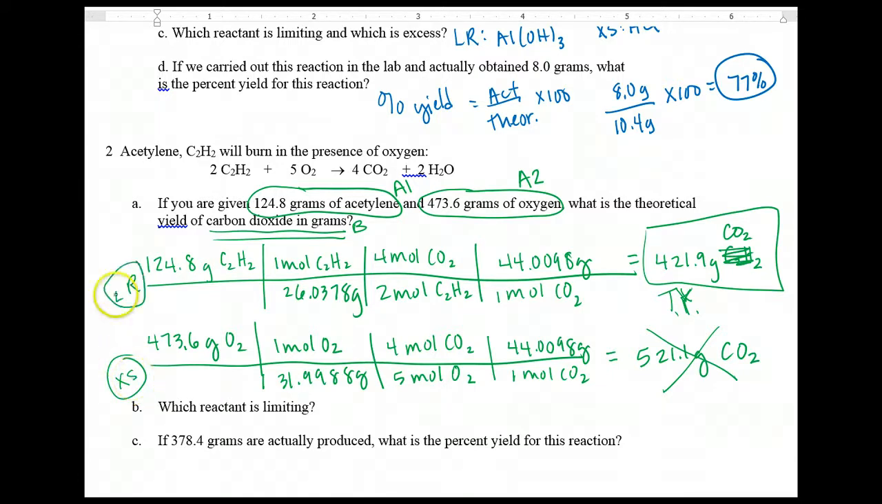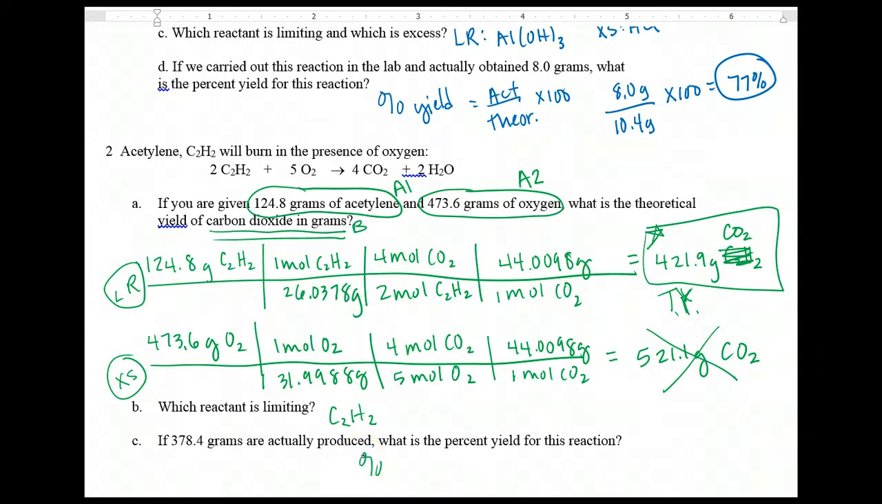And by taking the time to label all those pieces of information, we should be able to answer the other questions fairly easily. Because A was asking us, what's the theoretical yield of carbon dioxide in grams? We've already answered that here, 421.9 grams. B, which reactant is limiting? Acetylene, C2H2.